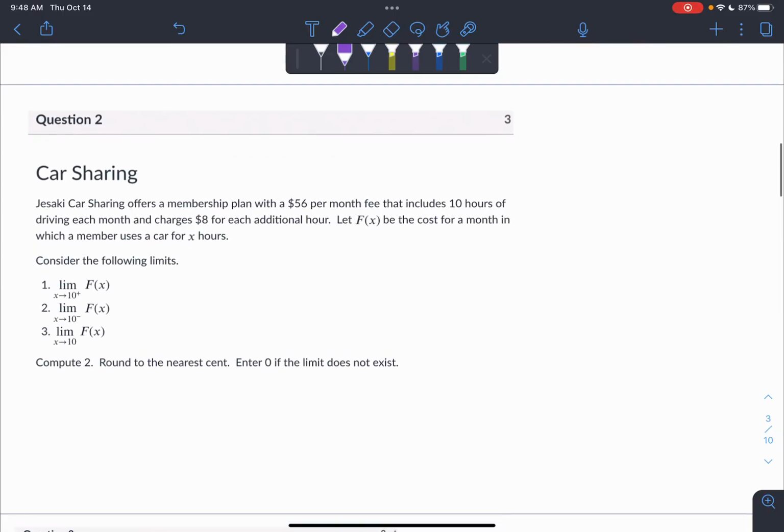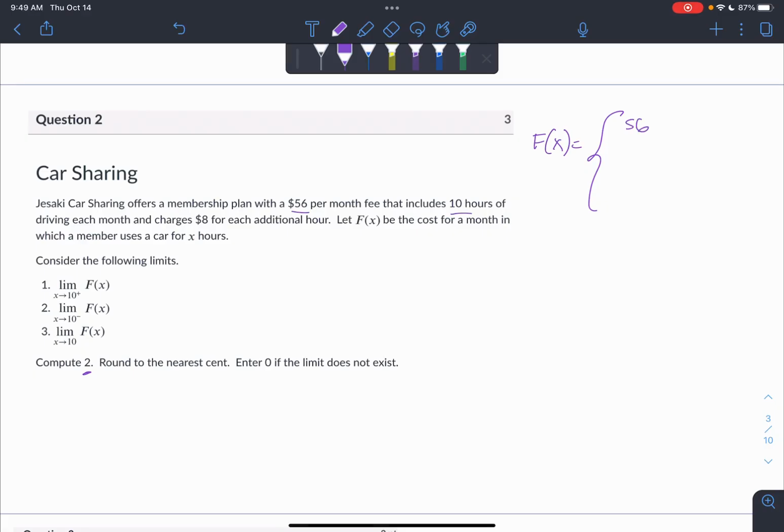All right, let's do a similar one. These types of questions, you'll get a random number to compute out of these three. I'll show you how to do all three of them just in case. But anyway, we have kind of similar, right? We have a f of x. It's going to be a piecewise. It's 56 per month, and it includes 10 hours.